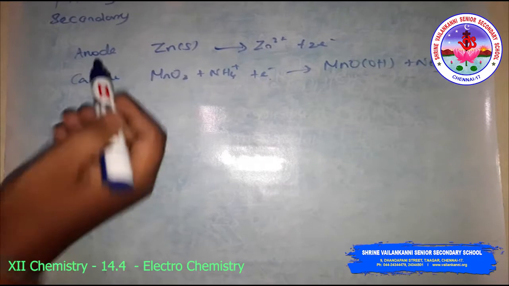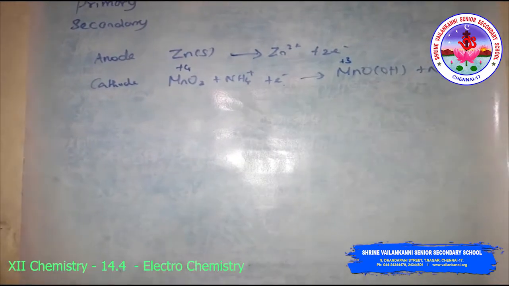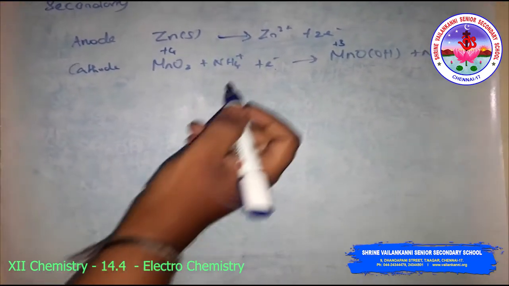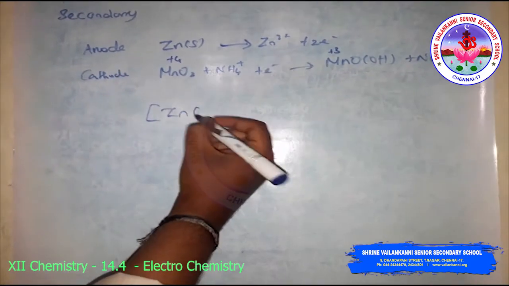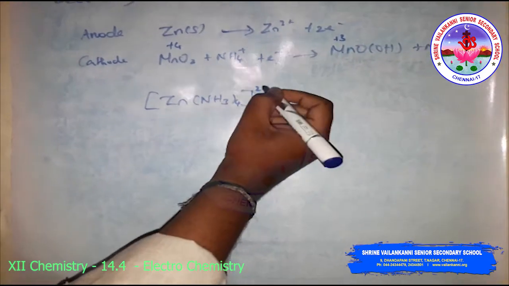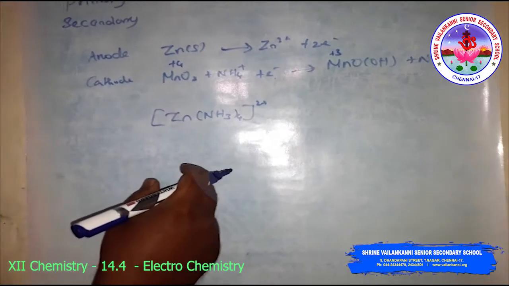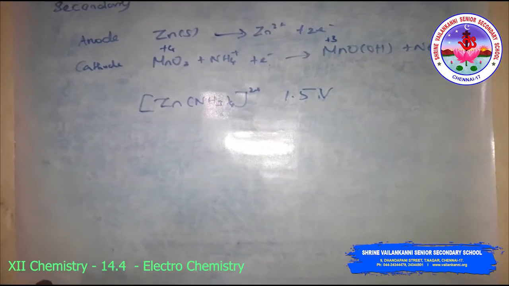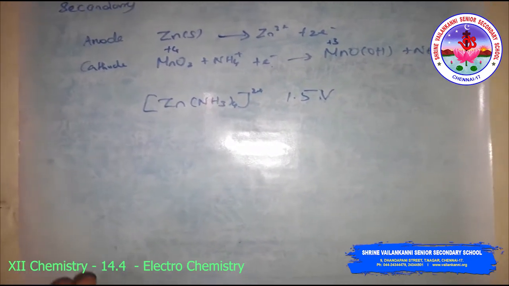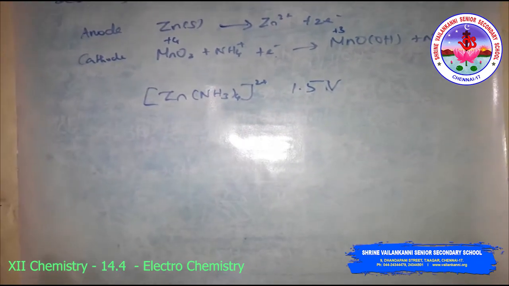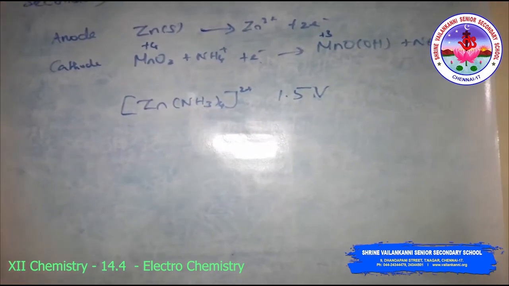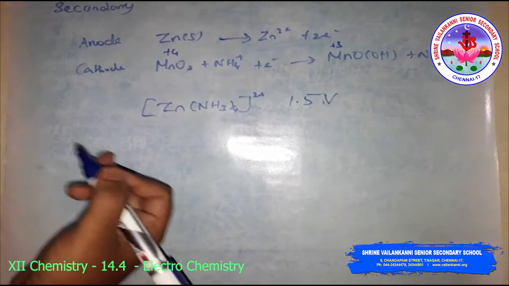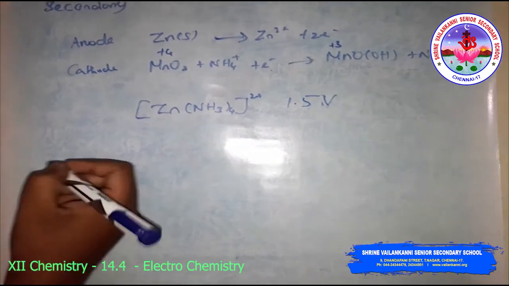Then the mercury cell, for example, is suitable for low current devices like hearing aids, watches, etc. It consists of a zinc-mercury amalgam as the anode and a paste of mercury oxide and carbon as the cathode. The electrolyte is a paste of potassium hydroxide and zinc oxide. The electrode reaction at the anode: zinc amalgam, so zinc with mercury, and 2 hydroxide ions produce zinc oxide, H2O and 2 electrons. Then at the cathode: HgO, that is mercury oxide, plus H2O and 2 electrons gives Hg liquid and 2 OH minus ions.